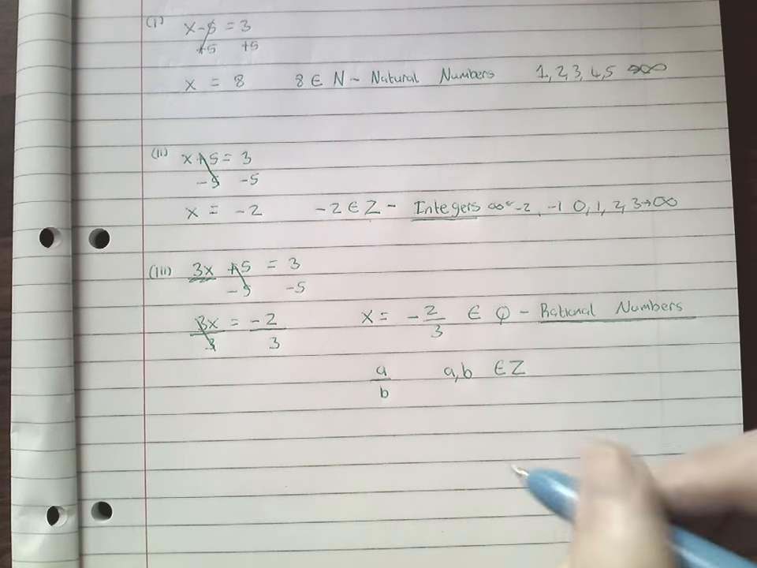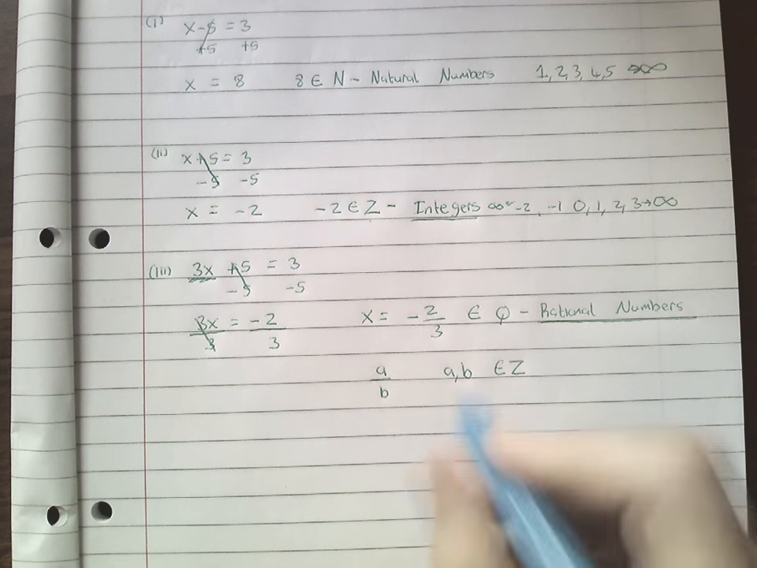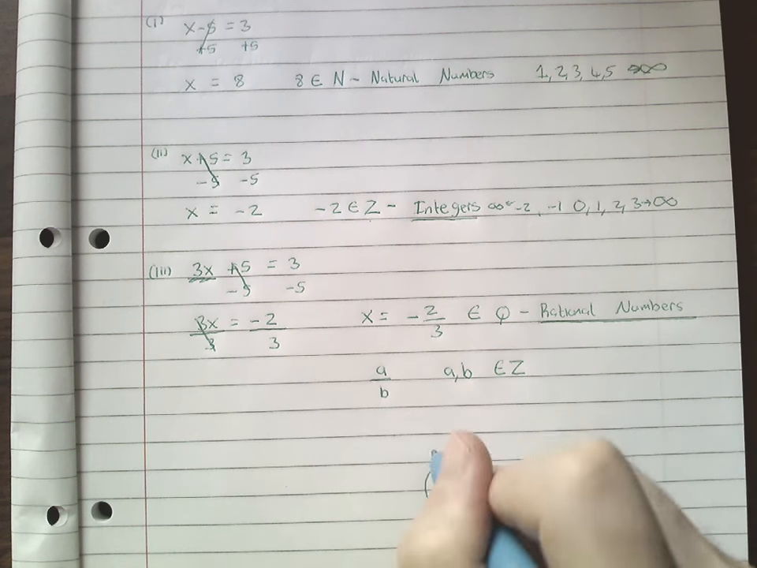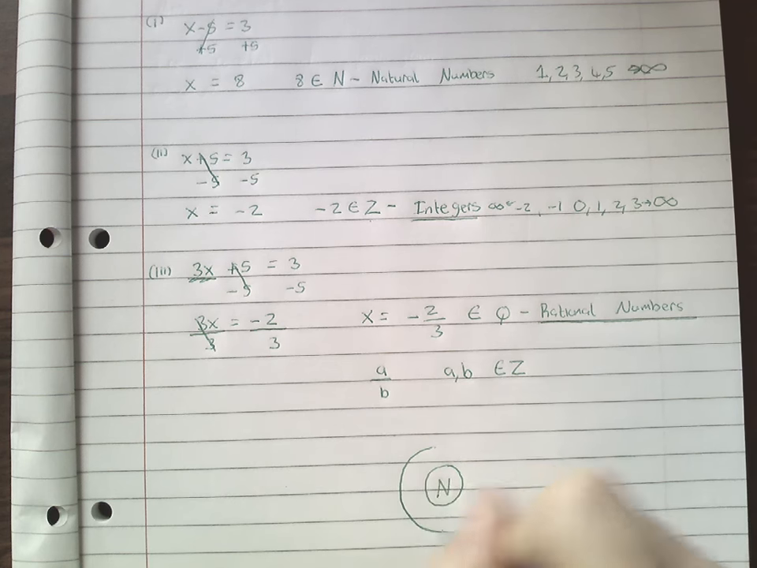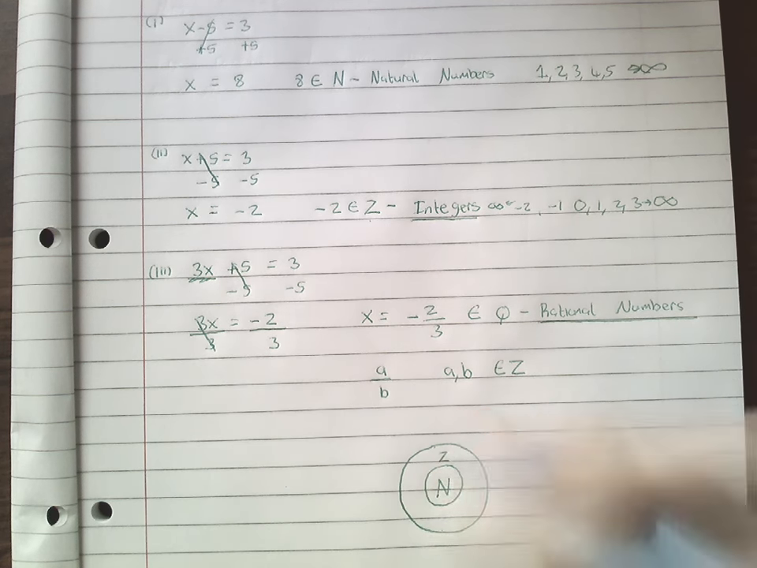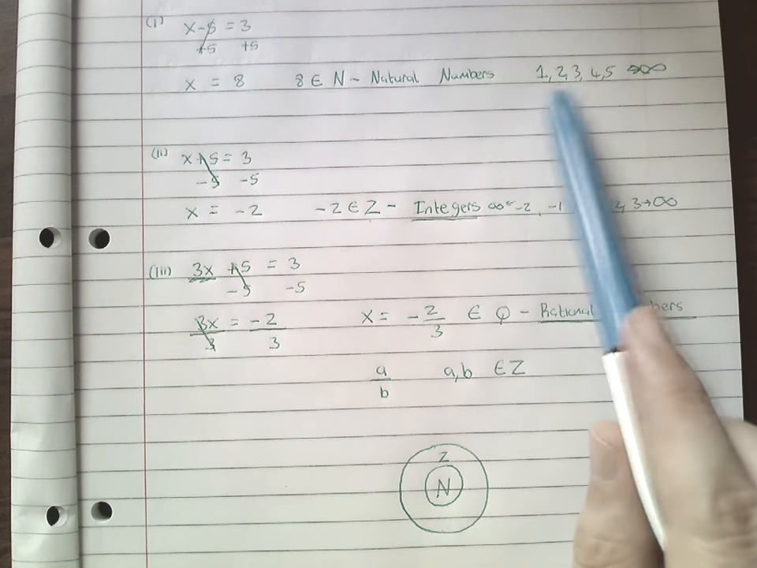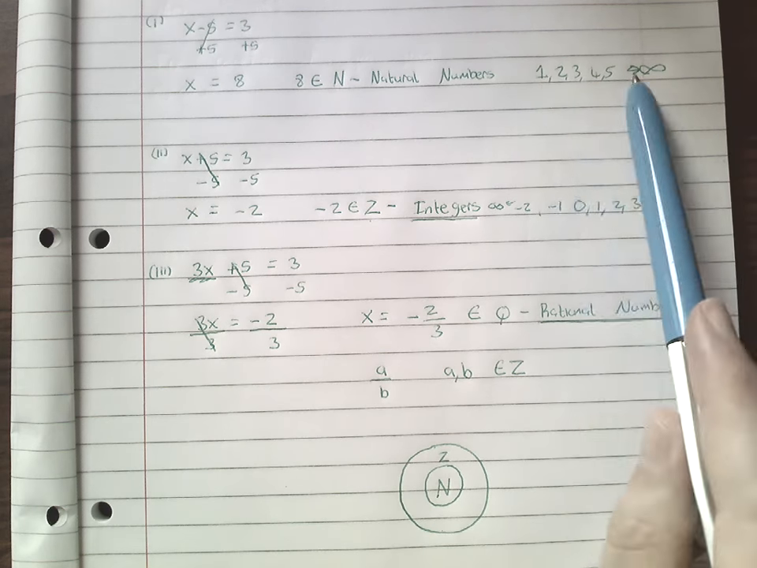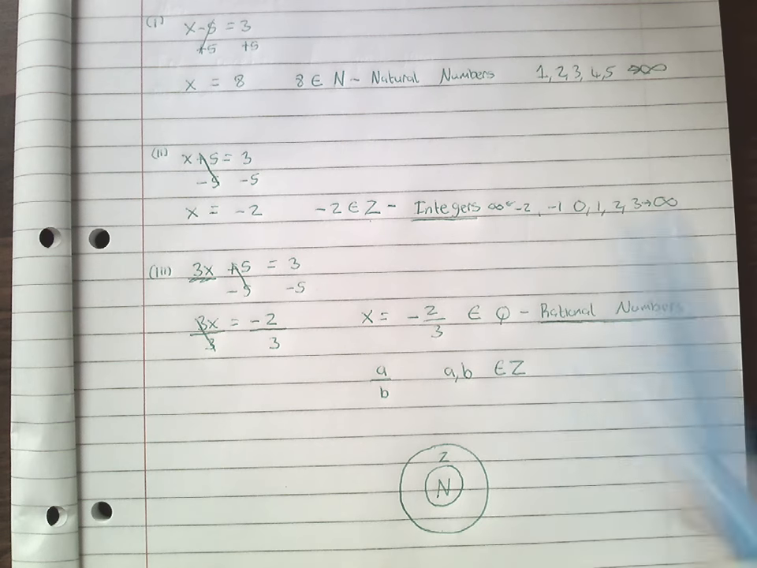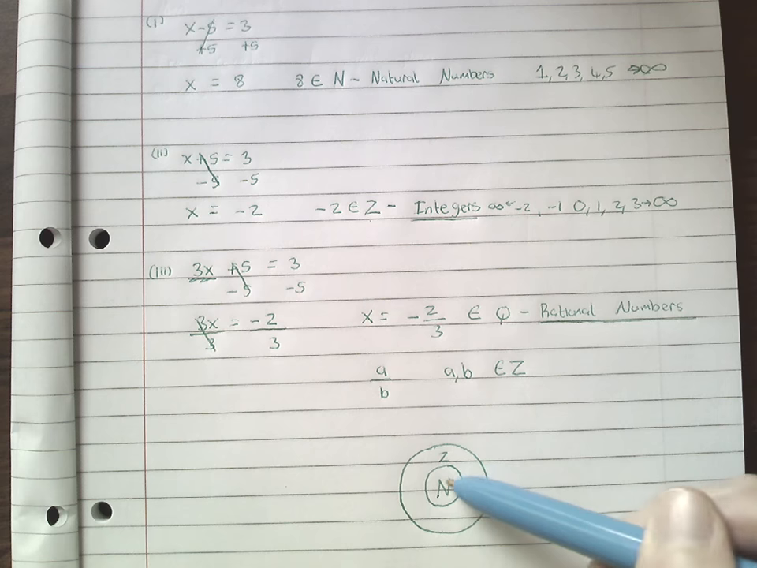So a way that we can represent this is, we have, for example, natural numbers. And including natural numbers are Z, which represent integers. Natural numbers are just the positive numbers from 1 up into infinity. Integers are the positive and negative numbers all up to infinity. So the set of integers includes natural numbers.